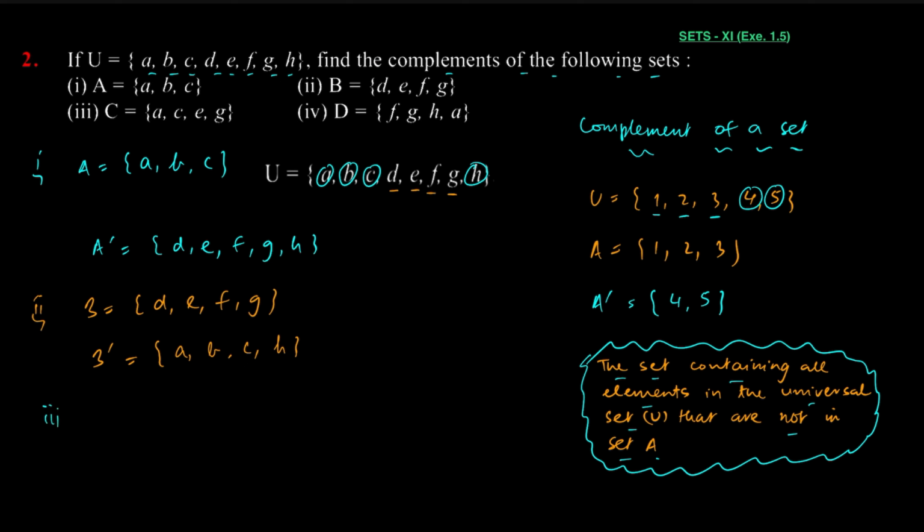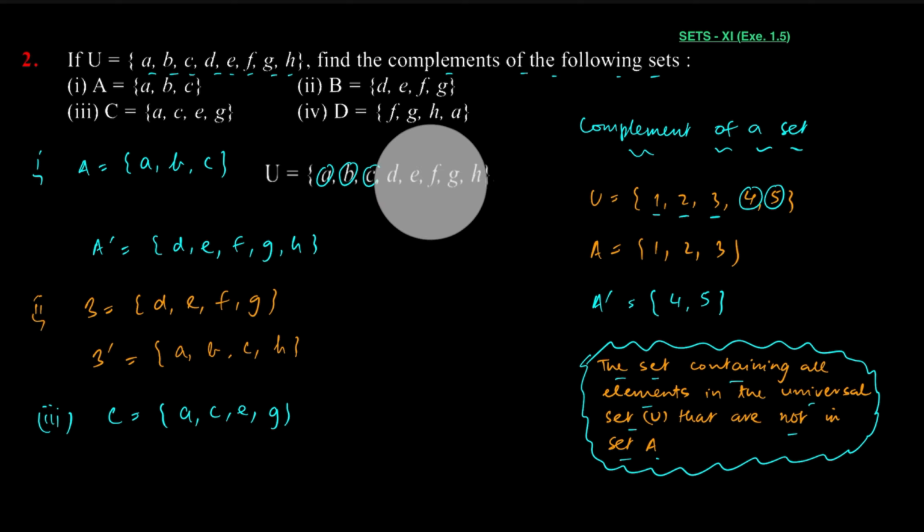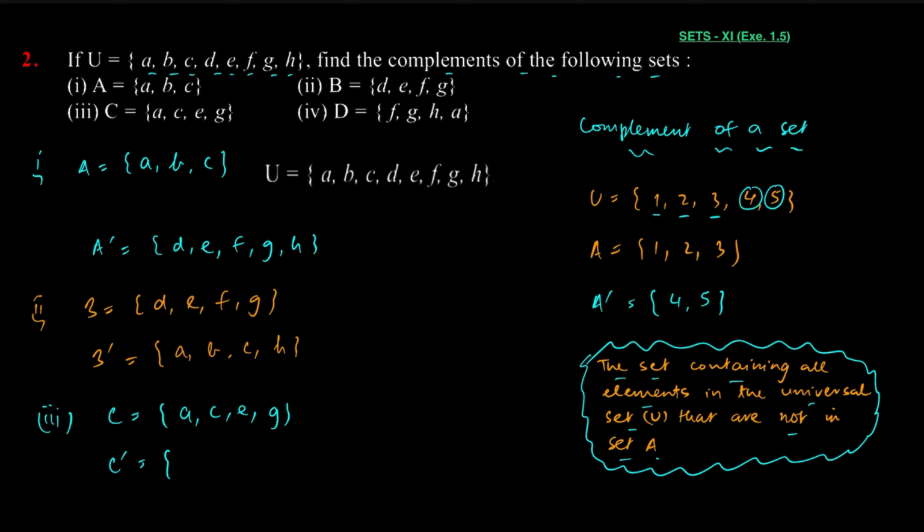Part number 3. We are given a set C with elements as A, C, E and G. So what will be C complement? Here again it will have the elements of the universal set excluding the elements of C. So the elements of C are A, C, E and G. The remaining elements B, D, F and H will be the elements of this complement. So here the elements will be B, D, F and H.